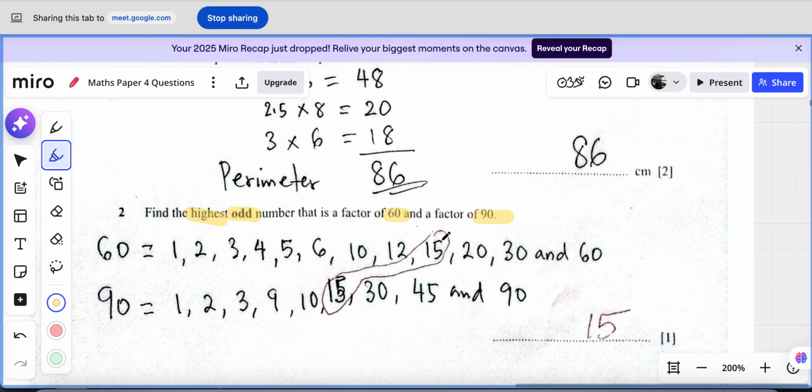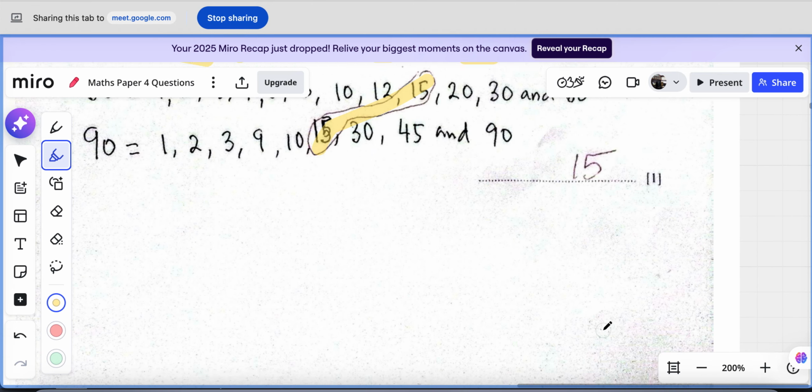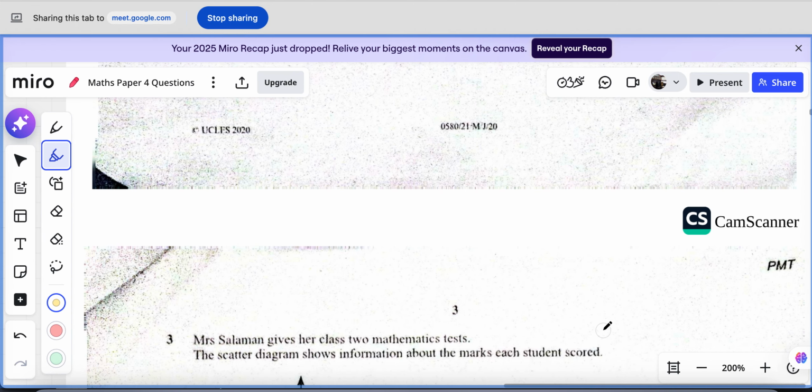You see 15 here, and there we go to look for 15. We select this first, but we see whether there's any higher number that is an odd number. 30 is an even number. 45 is here, but there's no 45 as a factor of 60. So we cannot choose 45. So the highest odd number factor common to 60 and 90 is 15. So it's 15. We do that, we move to question number 3.